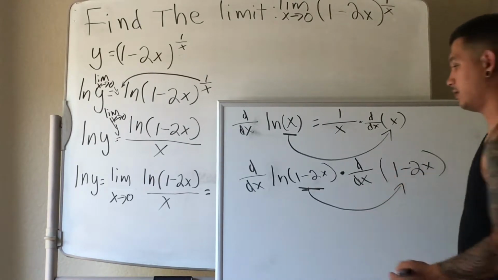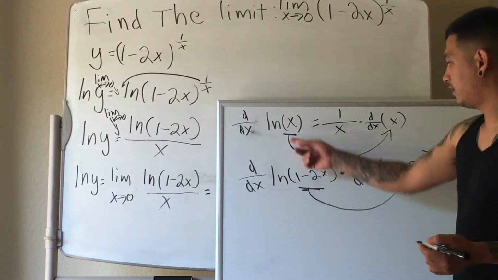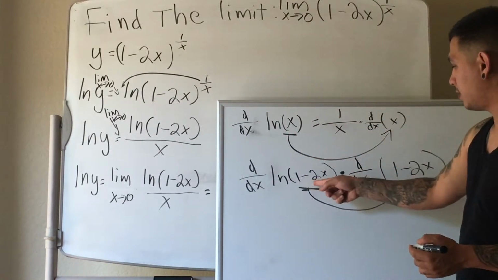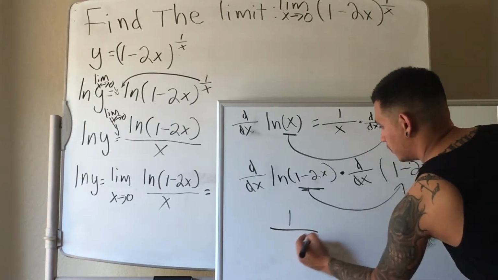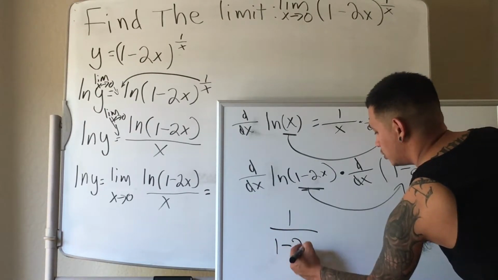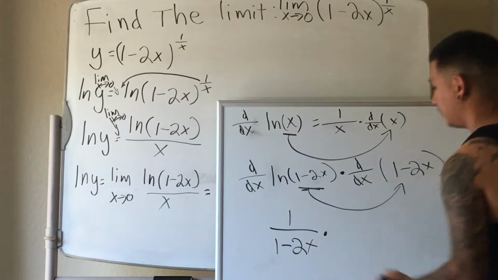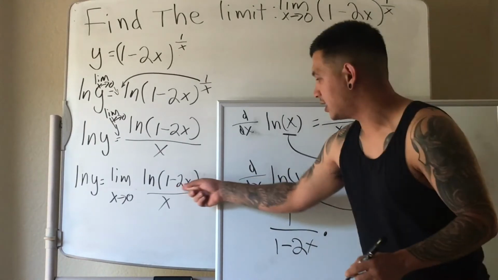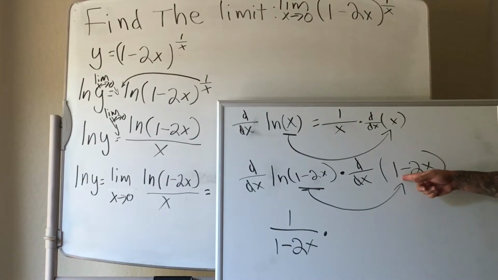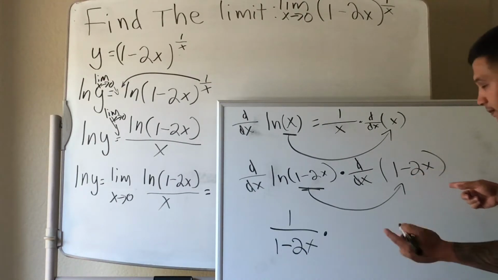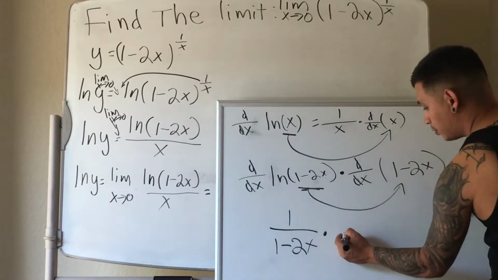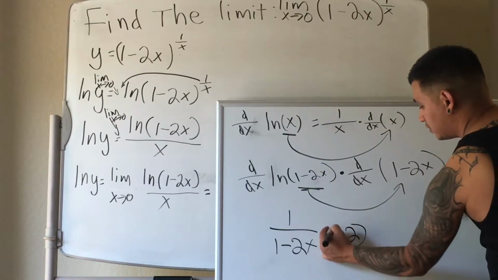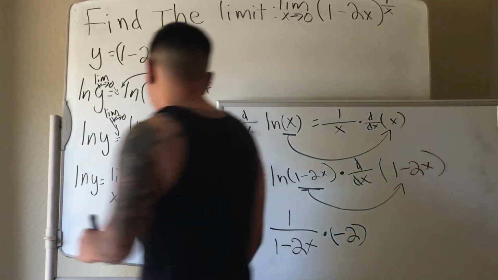So what is that? Well, the derivative of ln x is 1 over x, and 1 minus 2x is that x. So this becomes 1 over (1 minus 2x) multiplied by the derivative of what's inside. What's inside? Well, 1 is a constant, so its derivative is 0. The derivative of minus 2x is simply negative 2. So we're going to multiply that by negative 2. And here we have it on the top.